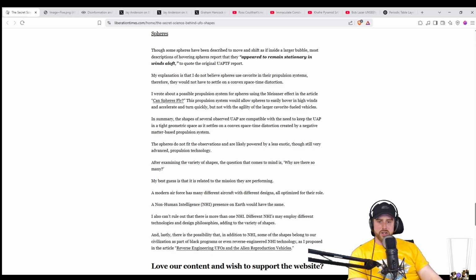after examining the variety of shapes, a question that comes to mind is, why are there so many? My best guess is that it's related to the mission they're performing. A modern Air Force has many aircraft with different designs, all optimized for the role. A non-human intelligence presence on Earth would have the same. I also can't rule out there is more than one NHI. Different NHIs may employ different technologies and design philosophies, adding to the variety of the shapes.